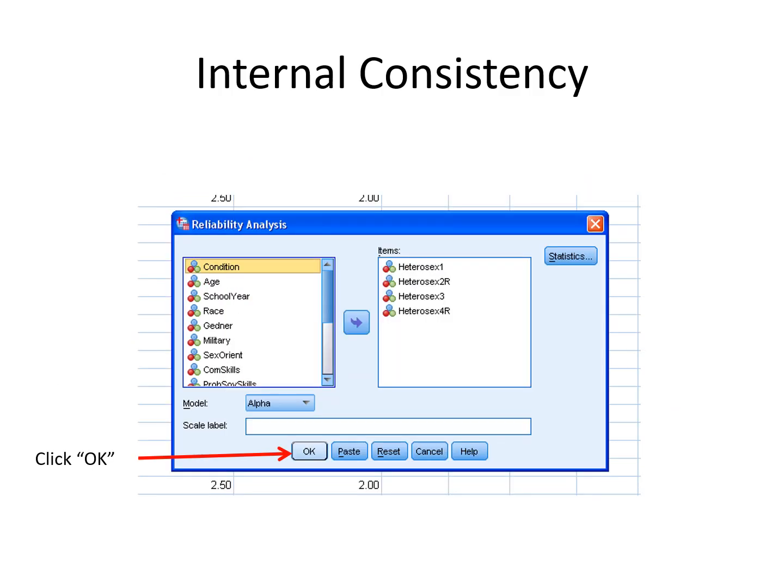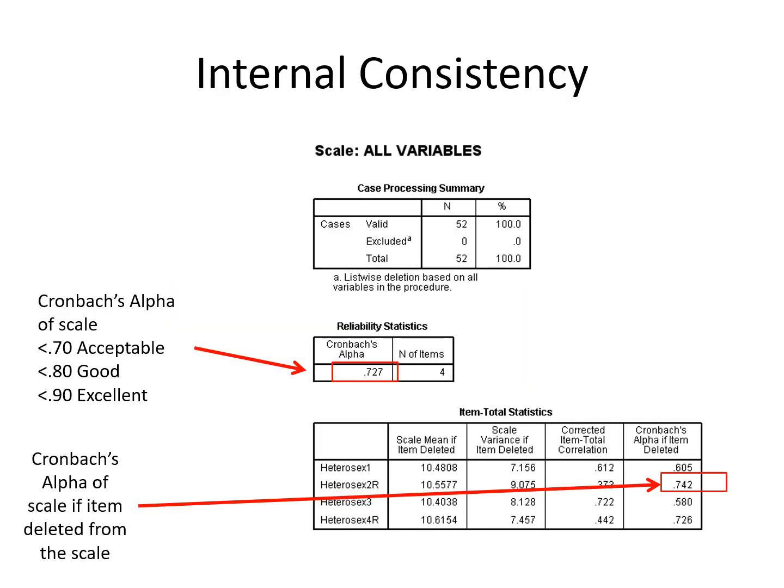Now we have everything in the SPSS commands that we need. We're going to hit OK, and we're going to get this information. First, we're going to get a scale of all variables.